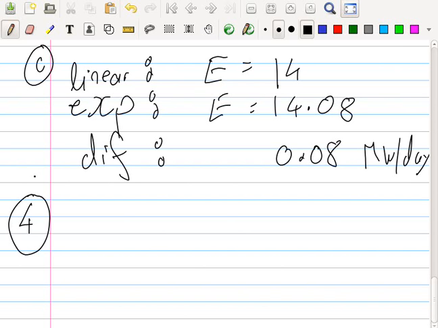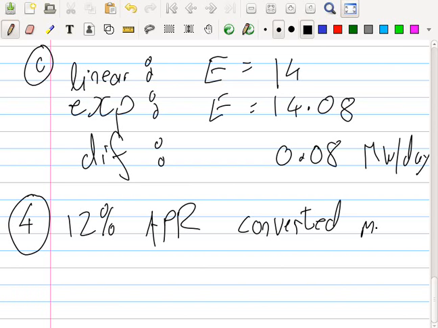All right, okay. 4 now. Now there's a term here that you might probably have not heard before, so I think you should underline it in the question. It's the 12% APR converted monthly. These are business questions. Well, you see, this is the thing. The semester 1 exam is for both sets of students, so the questions could be business or science related. Well, it's good to have some business sense.